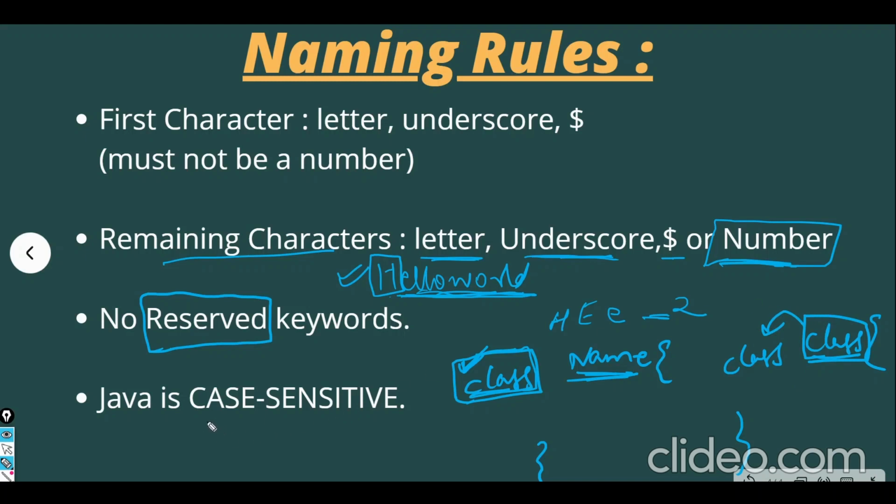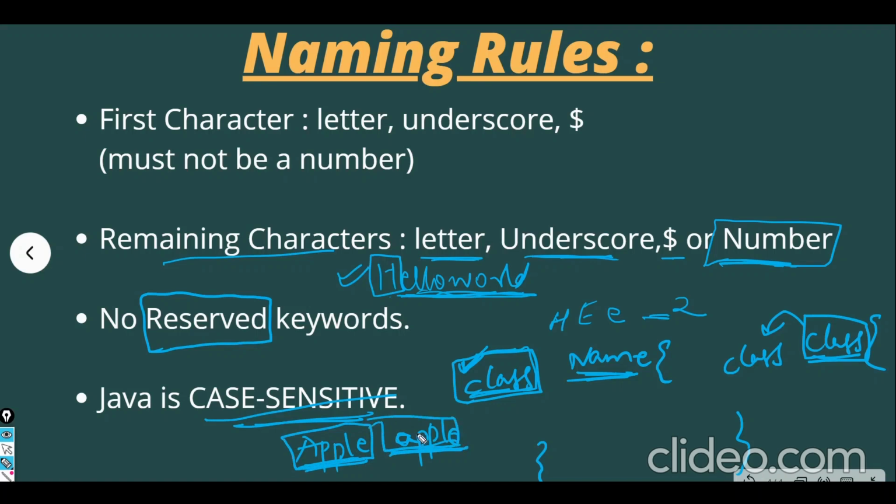Clear? And Java is case sensitive. For example, if you have one class as Apple and another class as apple, or one variable as Apple and another with a small a, both of them are different. So clear to all of you?